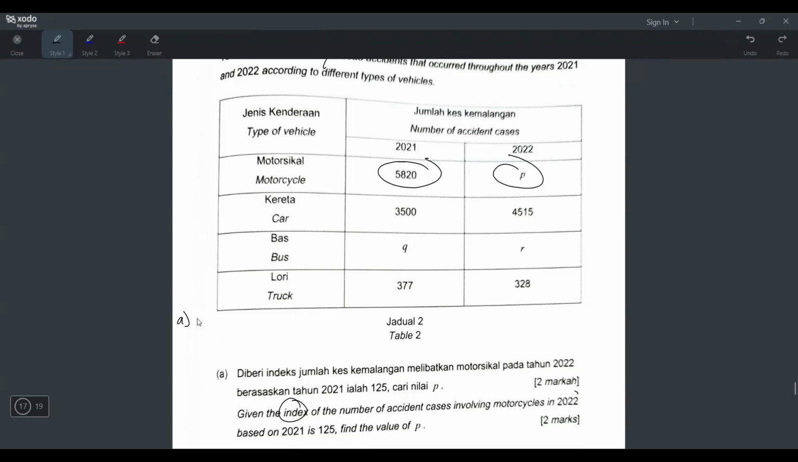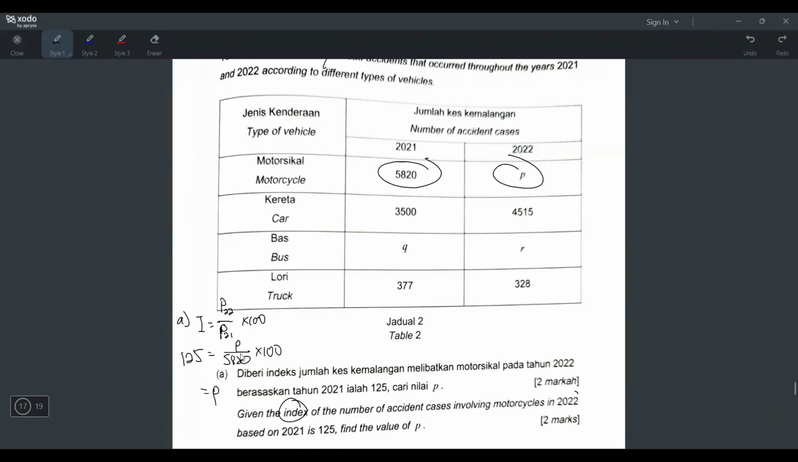So for A, the index formula is you will take P1 over P0 times 100. In this case, P1 will be the P in 2022, because you always put the latest year on top, and the older year at the bottom. So the bottom one will be 21, right? And since this 125 is the index for motorcycle, you will also take the number of motorcycle in 2022, which is P, and then this one is 5820, and then times 100.